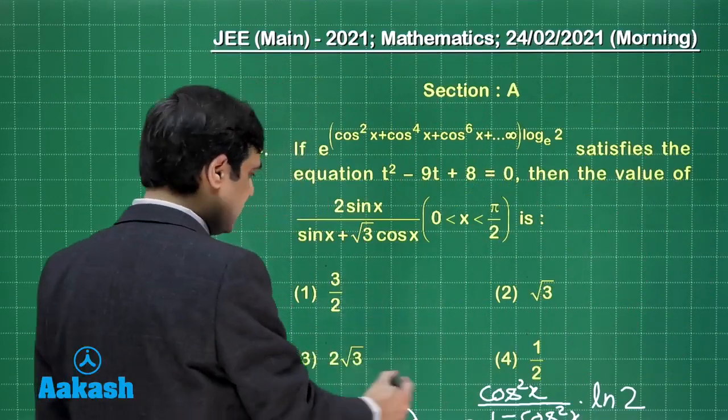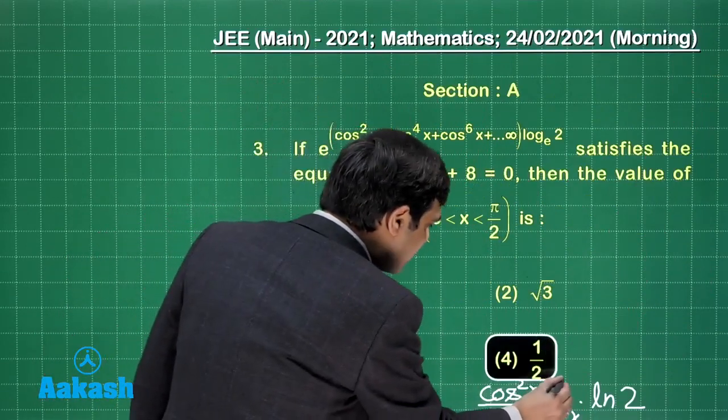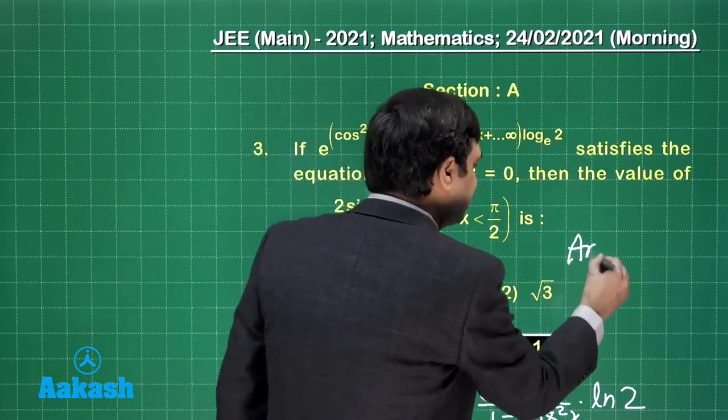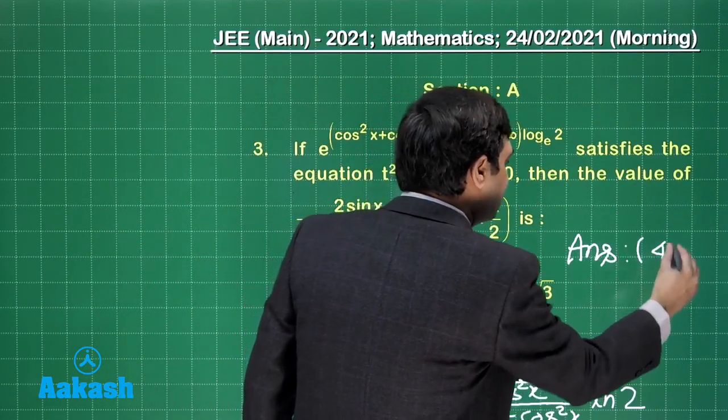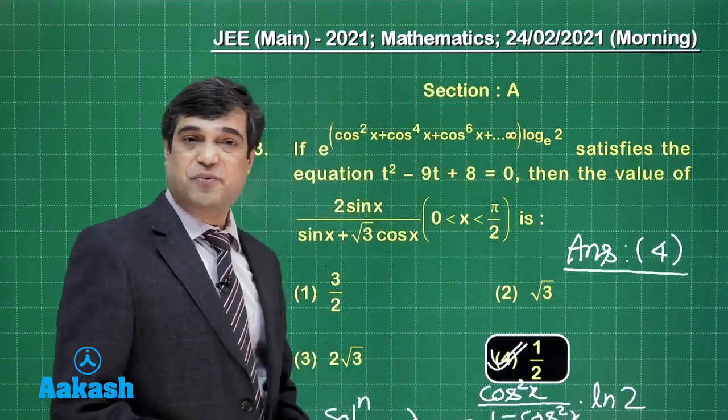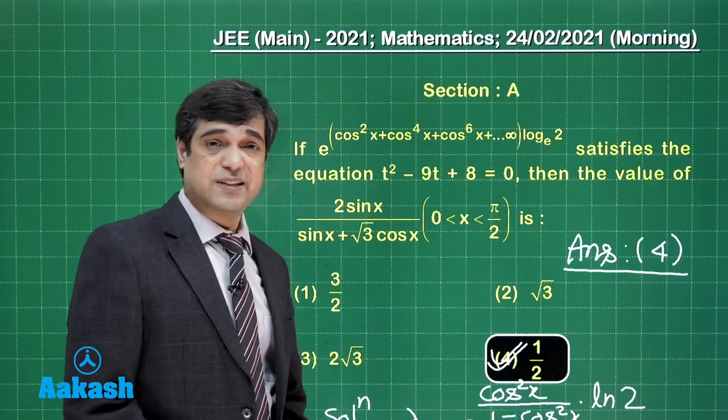Let's check out from the options. Yes, it is given here as option number 4. So this is our required result. So I'm sure this question is also clear. Right? The correct answer is option number 4. Let's take up the next question, that is question number 4.